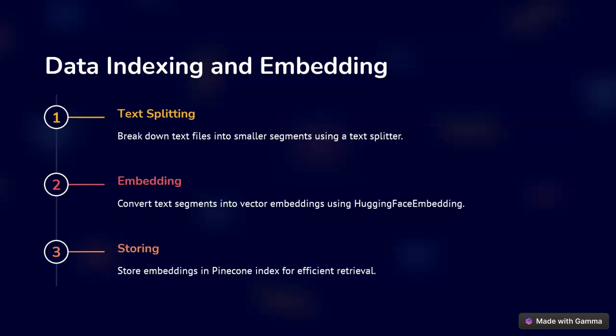Before we start indexing, we need to first have the data that our model will use to answer questions. In this case, we need a text file or a PDF about a Toronto travel guide, as our chatbot will be answering questions related to this. In the data indexing and embedding part, we have three stages that I describe in the next slide.